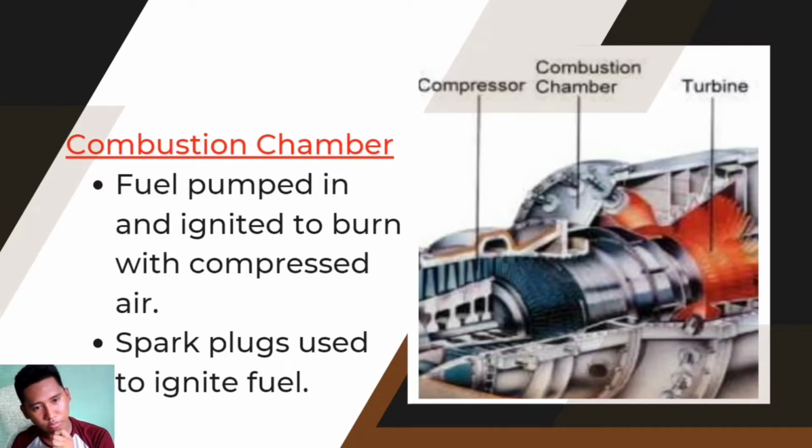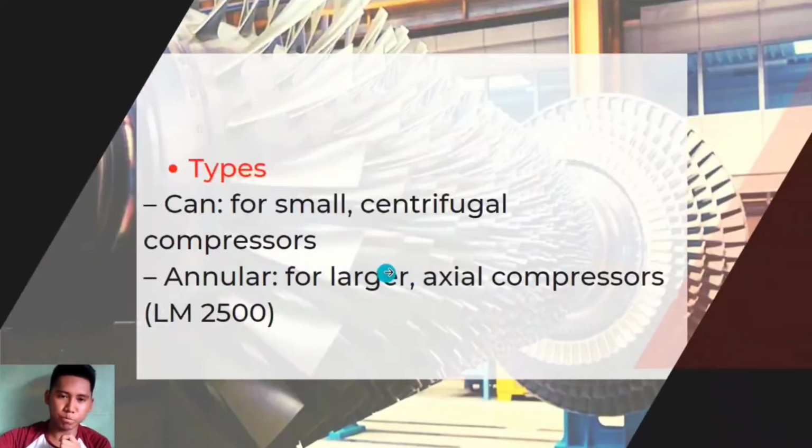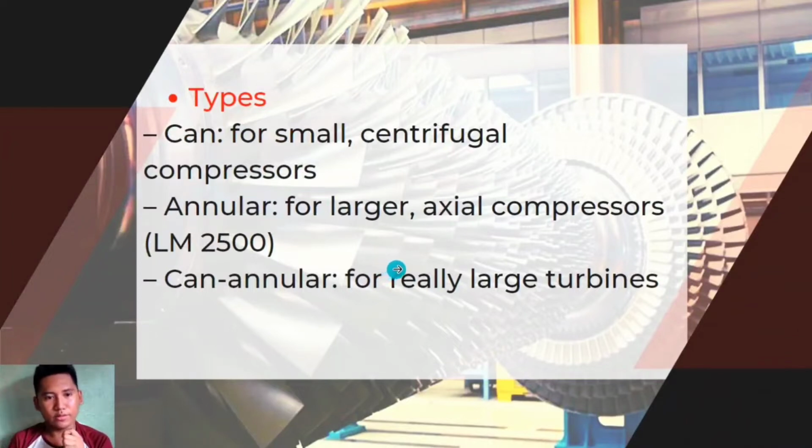In the combustion chamber, fuel is pumped in and ignited to burn with compressed air, and a spark plug is used to ignite the fuel. There are three types of combustion chamber. First is the can type combustion chamber, which is used for small and centrifugal compressors. Second is the annular, which is used for larger axial compressors, such as the LM2500. Third is the can-annular type of combustion chamber for really large turbines.